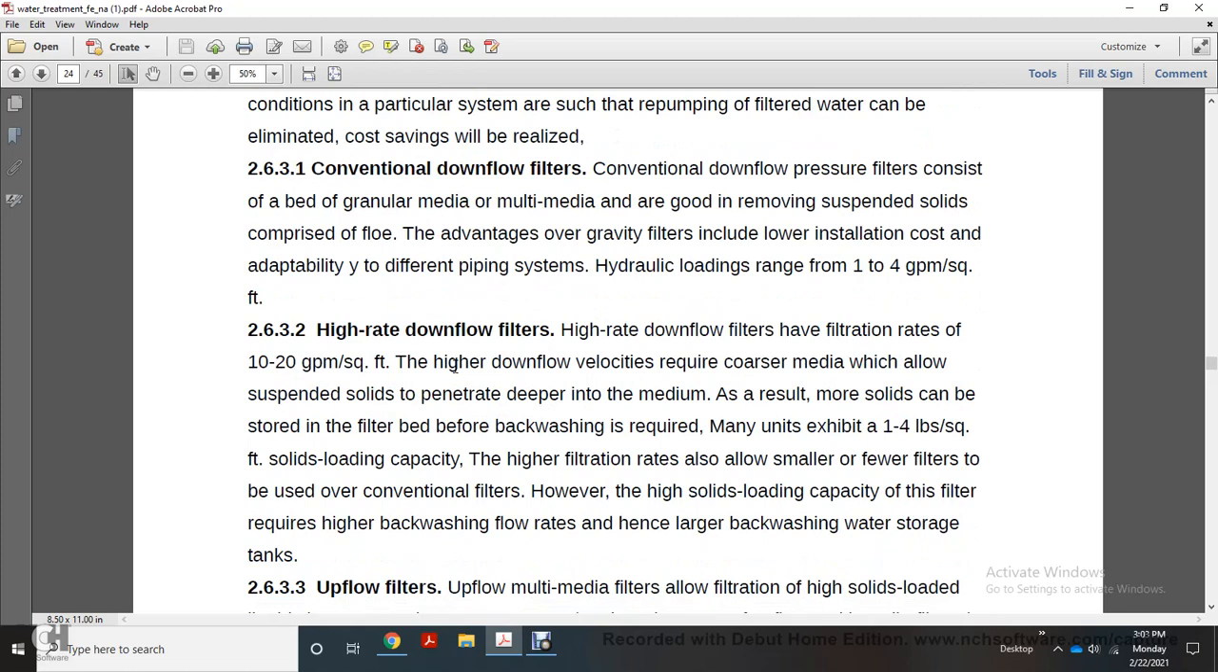High rate downflow filters. High rate downflow filter filtration rate 10 to 20 gallons per minute per square foot. High downflow velocities require coarser media, which will allow the suspended solids to penetrate deeper into the medium. The more solids can be stored in the filter bed between backwashing is required. Many uses exhibit the 1 to 4 pounds per square foot solids loading capacity filter. High filtration rates also mean smaller, fewer filters. Use the conventional filters, however, the high solids loading capacity of the filter require higher backwashing flow rates, hence larger backwashing water storage tanks.